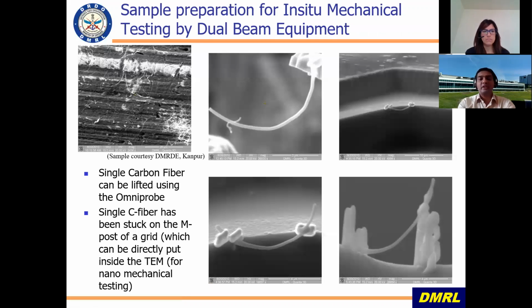The other thing that we can use the dual beam equipment for is preparing other samples for in situ testing. Here is one example where I picked up a carbon nanocoil and fixed it onto two pillars like this, and from the top the indenter is to come, and we analyze the strength of the carbon nanocoil. So this was done for in situ nanomechanical testing.